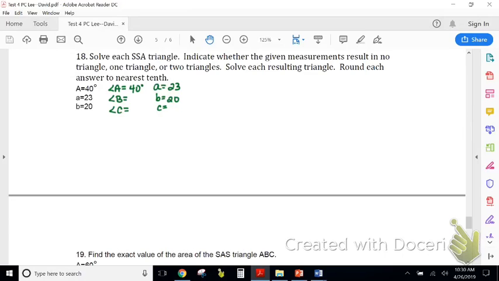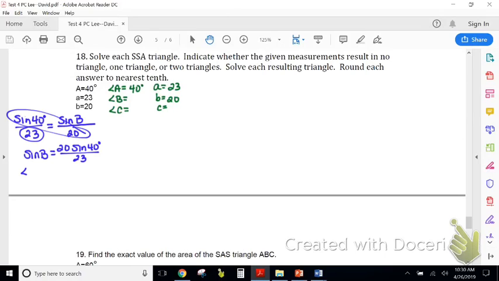So using the law of sines, we know then that sine of 40 degrees over 23 equals, what are we finding? Angle B. So sine of angle B over 20. So cross multiply and divide. So sine of angle B equals 20 times sine of 40 degrees over 23. And then remember, we're after an angle, so we're going to do the inverse.